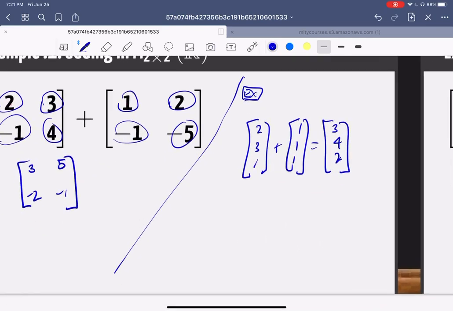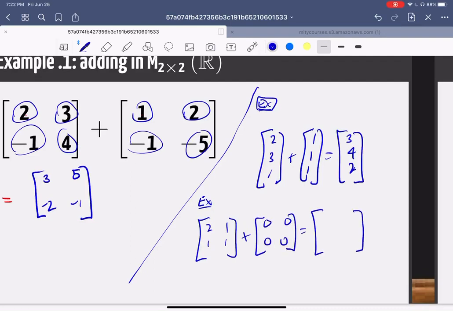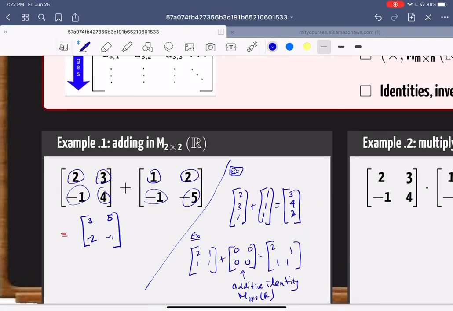The identity element is 0. So for example, if I have the matrix 2, 1, 1, 1 added to 0, 0, 0, 0, I'm guessing nothing's going to happen to that first matrix. I'll get 2, 1, 1, 1. So that guy right there is called the additive identity, in the world of matrices that are 2 by 2 that have real numbers. Okay, that's the additive identity. Doesn't change anybody. Okay, that's how you add.